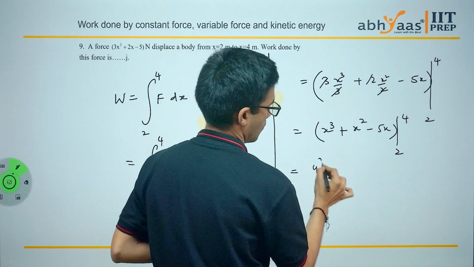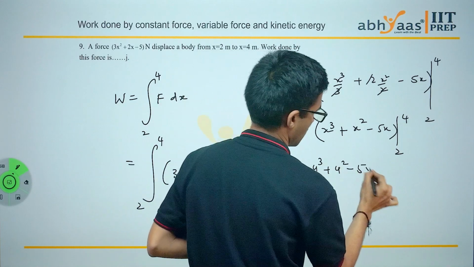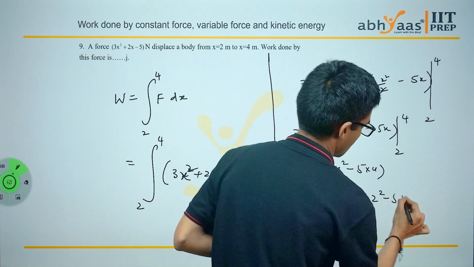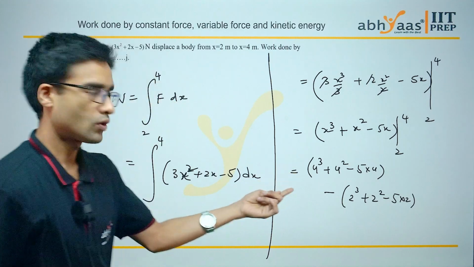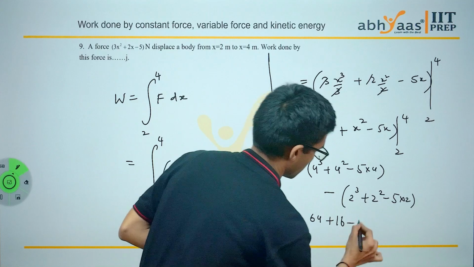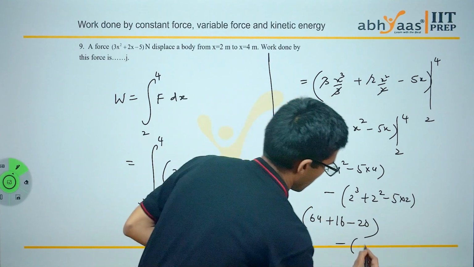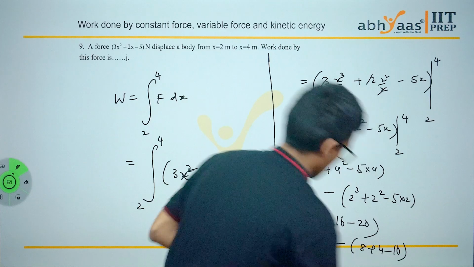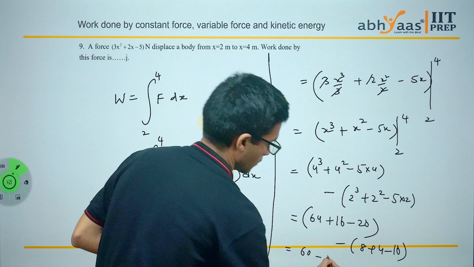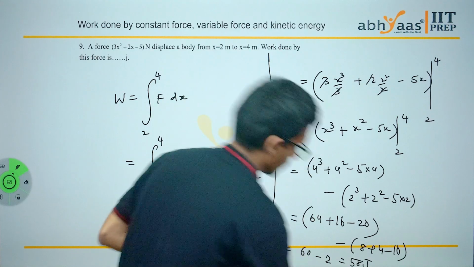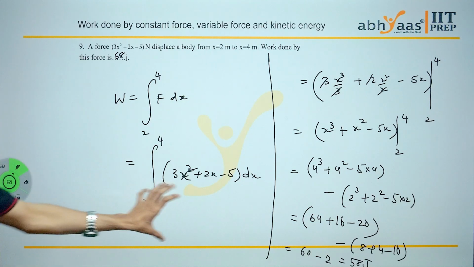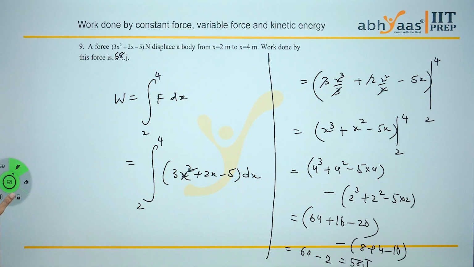What happens? 4³ + 4² − 5 into 4, minus 2³ + 2² − 5 into 2. 4³ is 64, plus 16, how much? Okay, I'll write 64 + 16 − 20. Here 8 + 4 − 10. Here this one is 16, and here 8 + 4 is 12. 60 minus 2, that is 58 joules. The answer is 58. Okay, so this is simple, you only need the integration concept, so you can easily calculate.